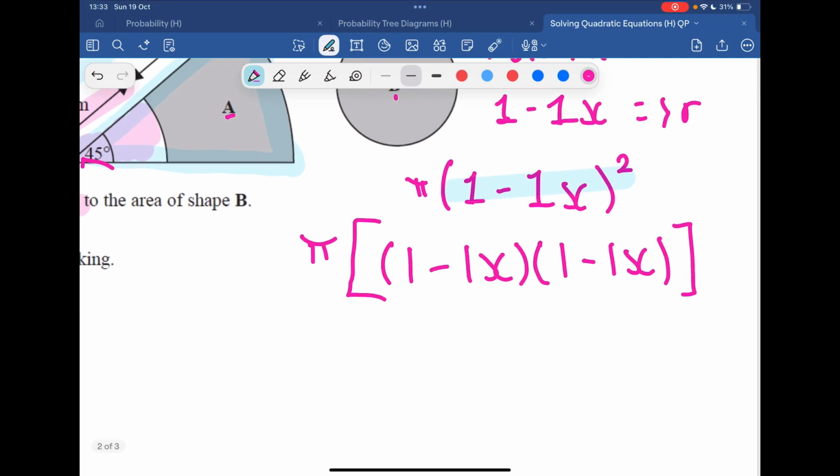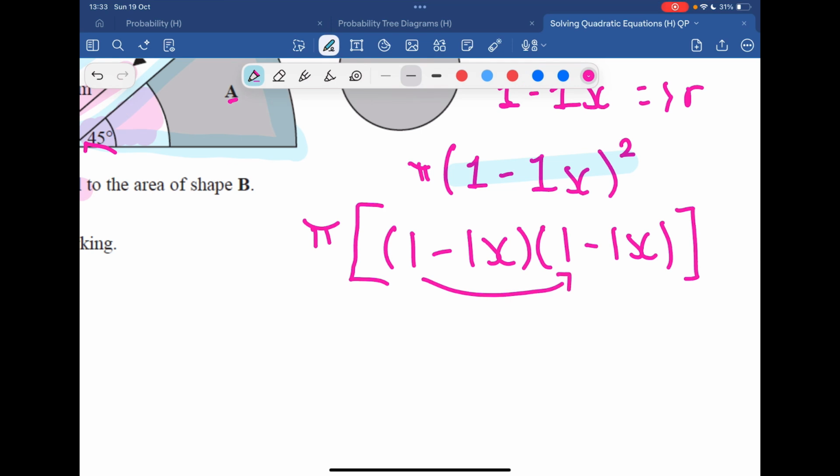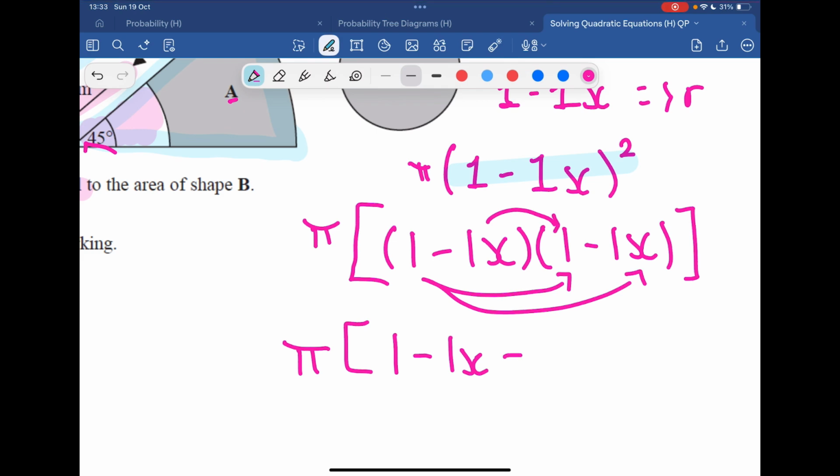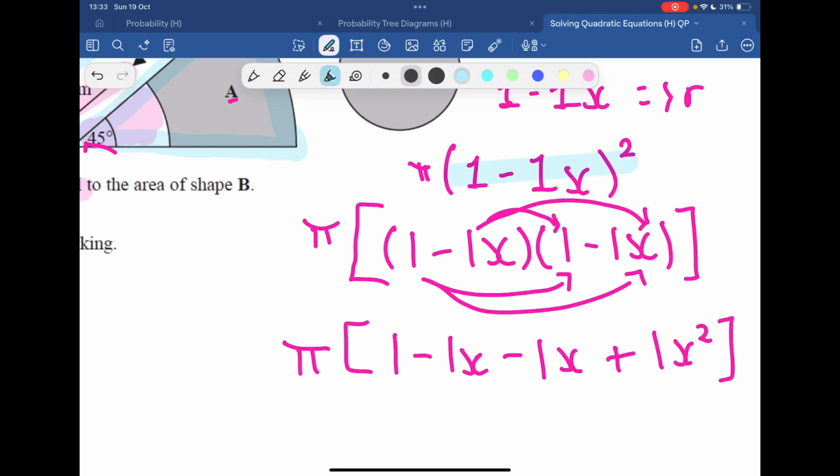And we need to expand this out. So 1 times 1 is going to give us 1. 1 times minus 1x is going to give us minus 1x. Minus 1x times 1 is going to give us minus 1x. And then minus 1x times minus 1x is going to give us positive 1x squared, because we're multiplying a negative by a negative, it'll give us a positive.